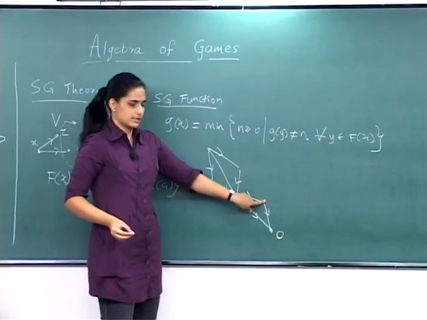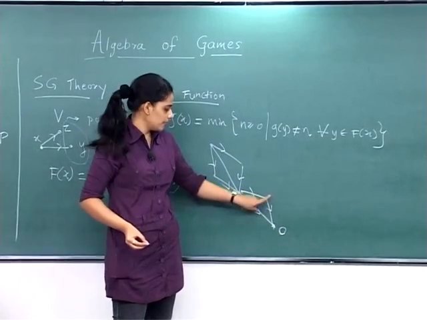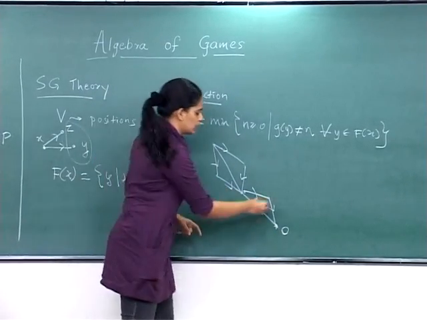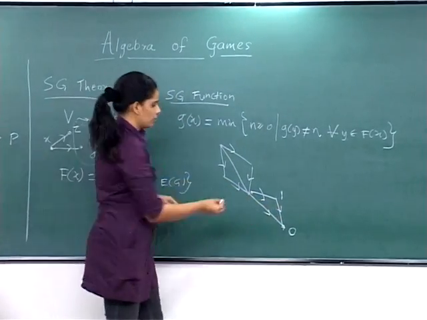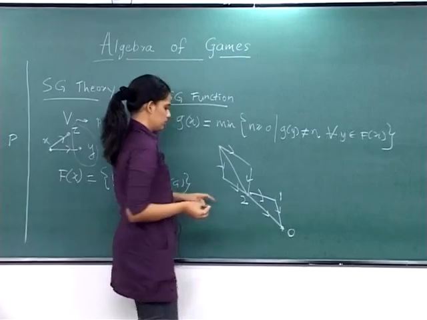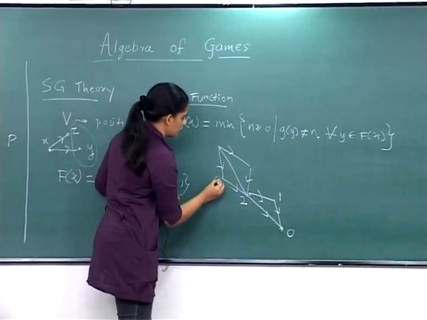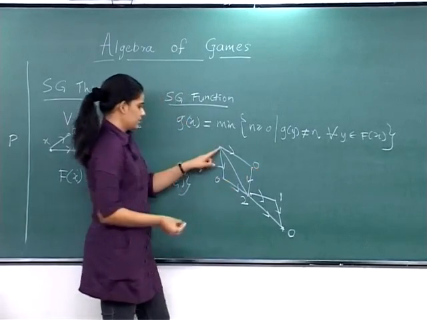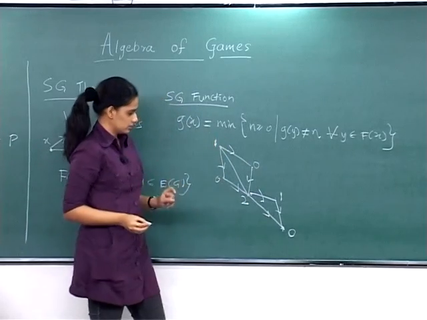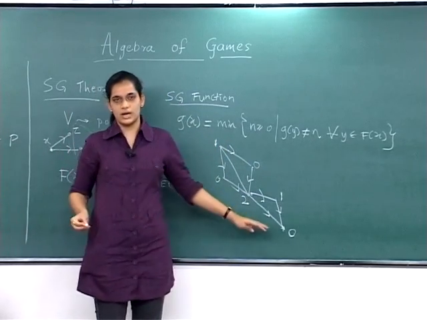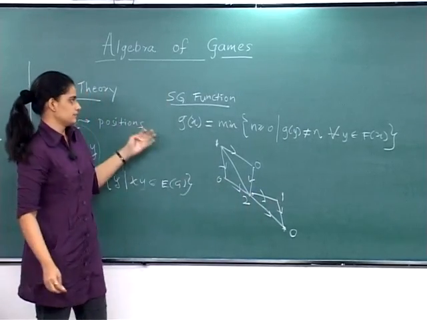Now consider this vertex. In its followers, 0 is occurring, so the minimum value not occurring among its followers is 1. Consider this, 0 and 1 are occurring, so the minimum value not occurring is 2. For this again, 2 is occurring, so the minimum value not occurring is 0. And similarly here, 0 and 2 are occurring, so the minimum value not occurring is 1. So in this way we can find the Sprague-Grundy function values in each graph. These are also called NIM values.